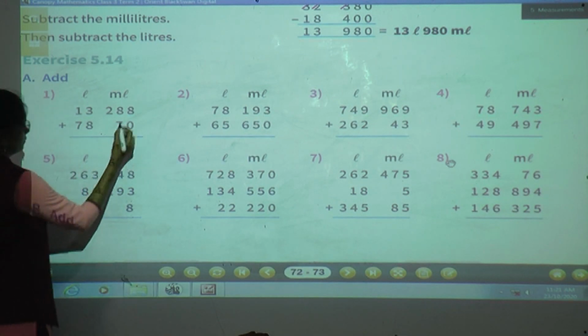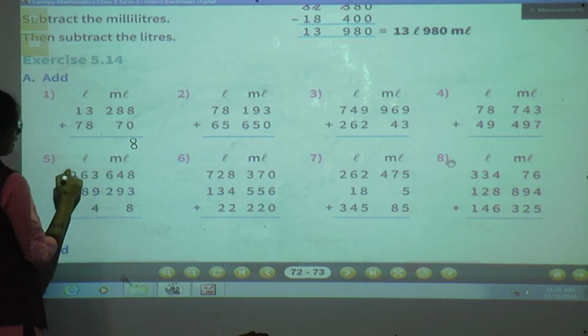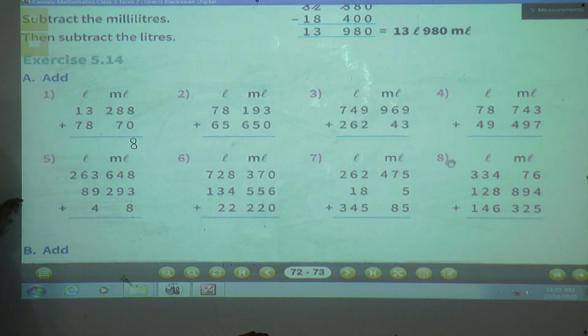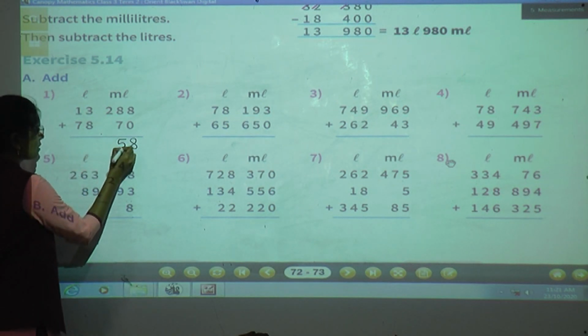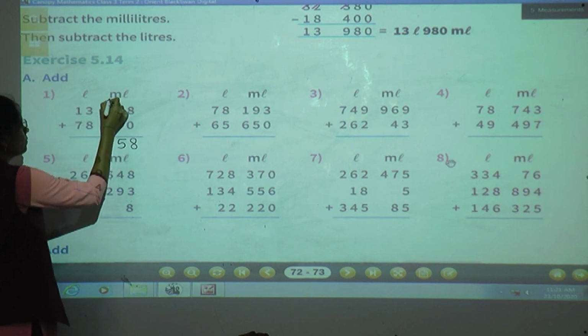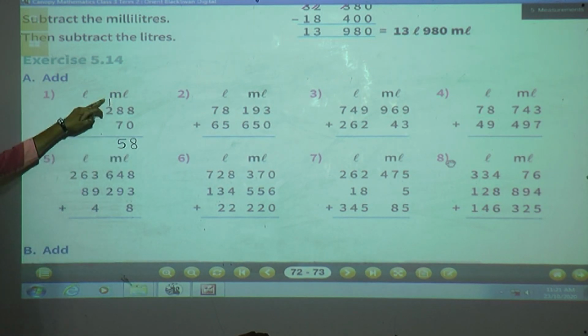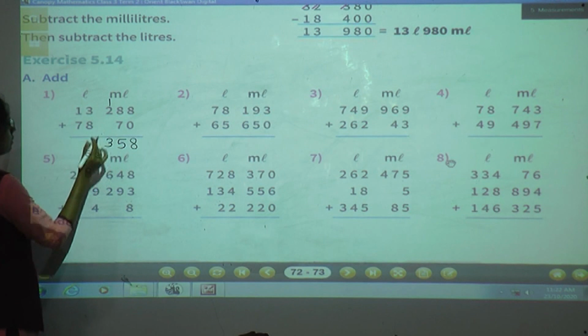8 plus 0, 8. Then 8 plus 7. After 8 you have to count your 7 fingers. So 8 plus 7, 15. So what will you write here? 5, and we will give 1 carry. 1 plus 2, 3. Okay.